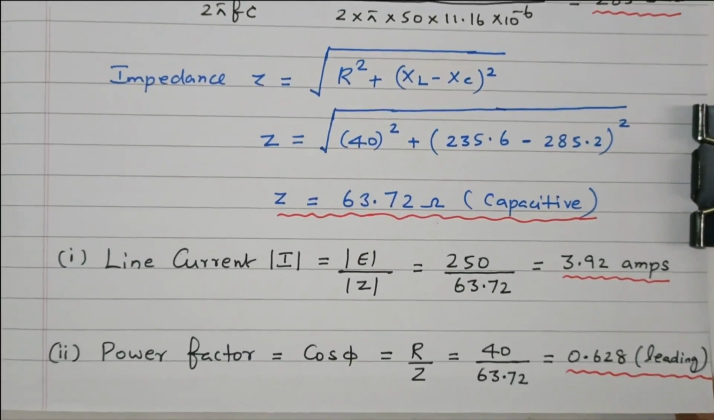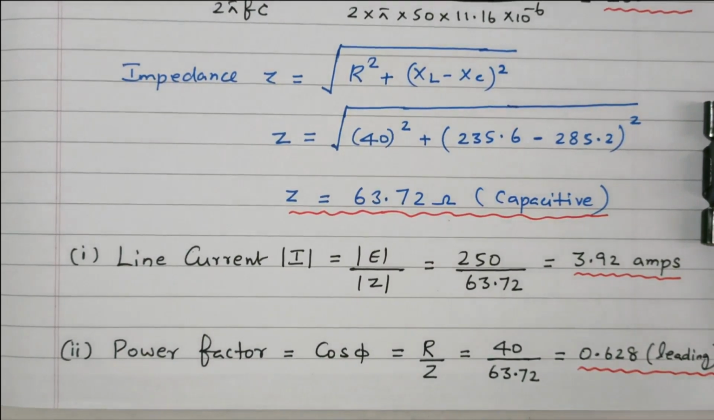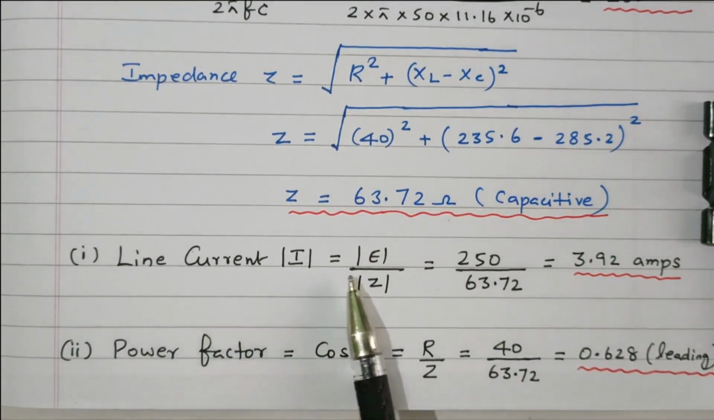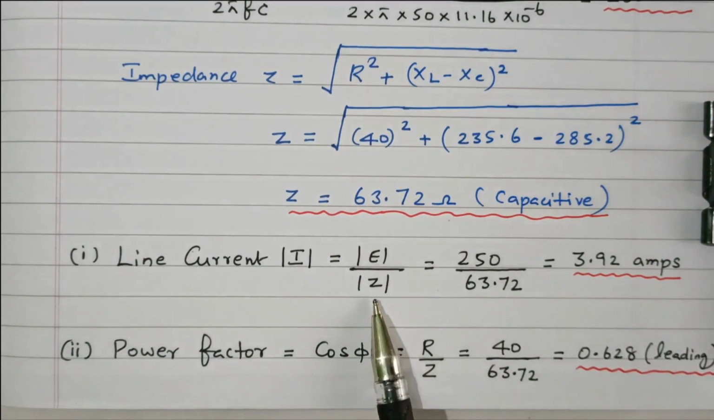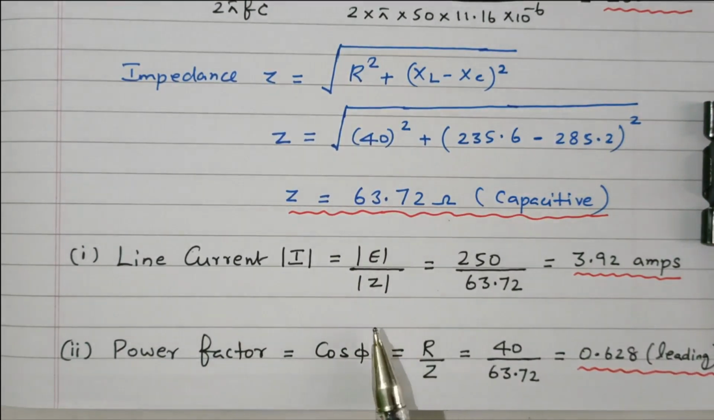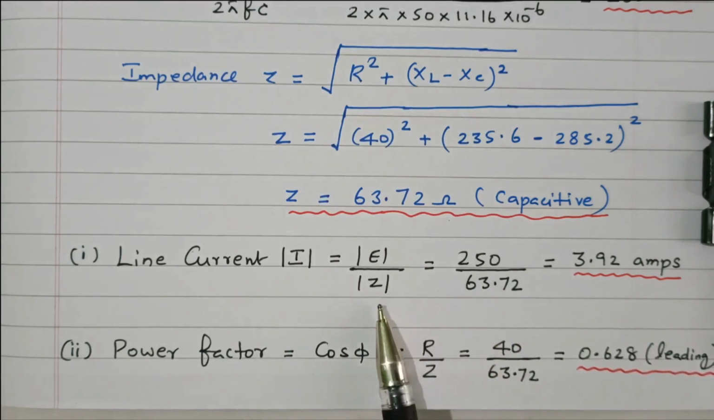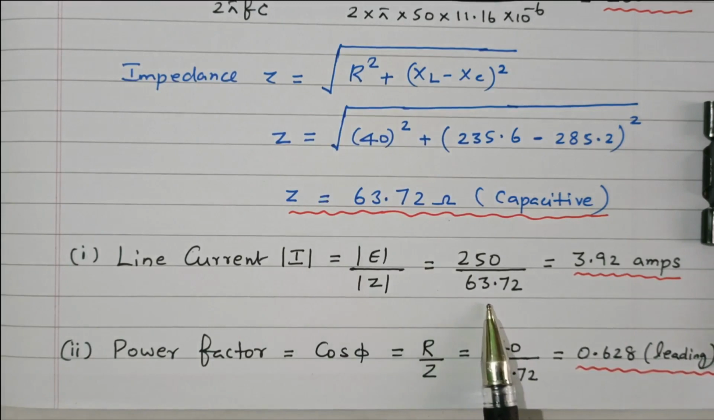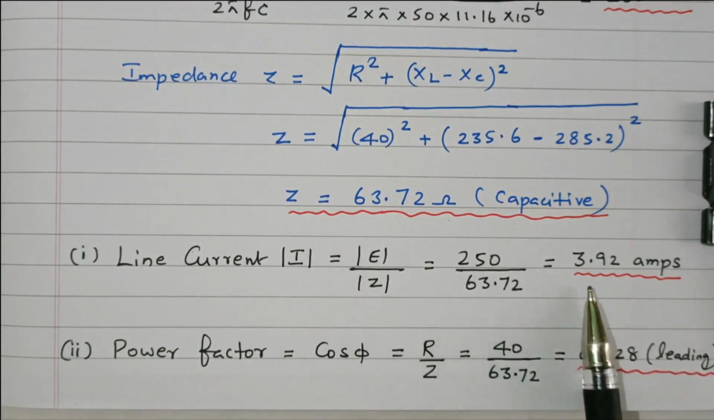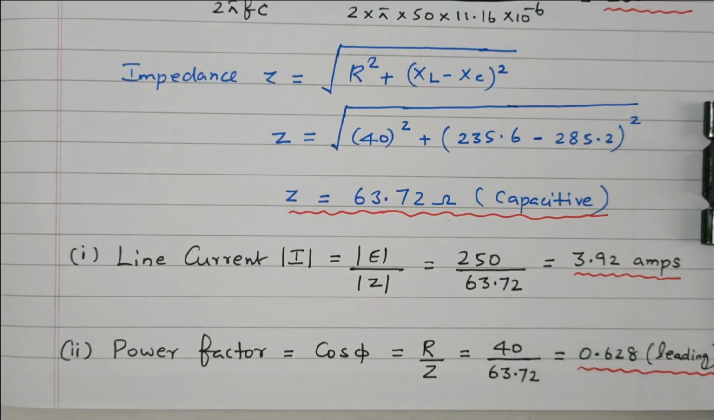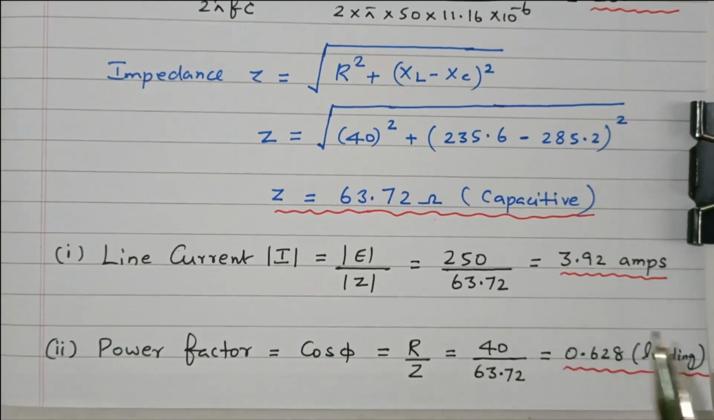The first one is the line current. We need to find the line current. The magnitude of I equals the magnitude of E divided by the magnitude of Z. All are magnitudes. The supply voltage is 250, Z we calculated as 63.72. So while simplifying we got 3.92 amperes. The line current is calculated as 3.92 ampere.